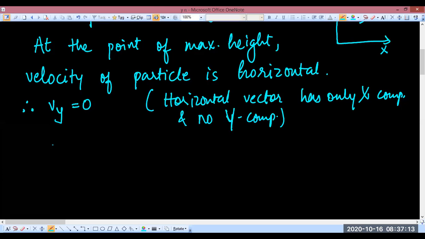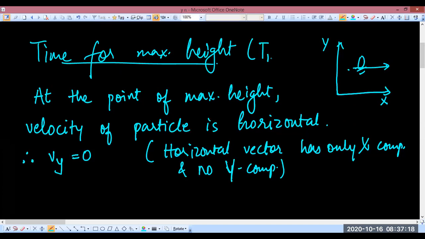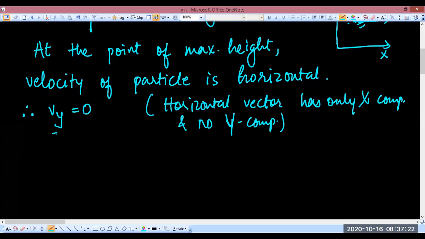So now we want to find time. Okay, so do we have a relation that tells us Vy at some particular time t? Have we derived such a relation for projectile motion? Tell me quickly. Have we derived such a relation?